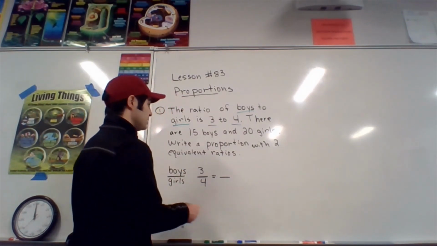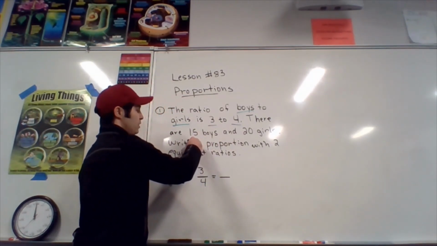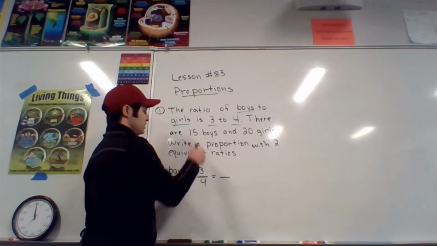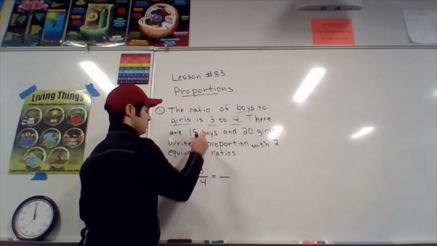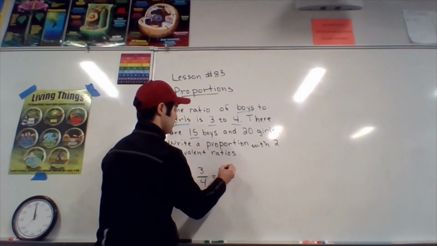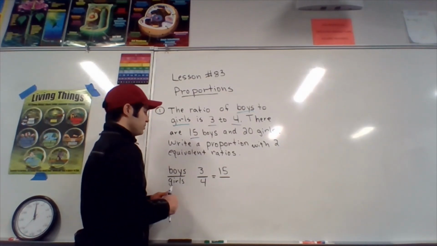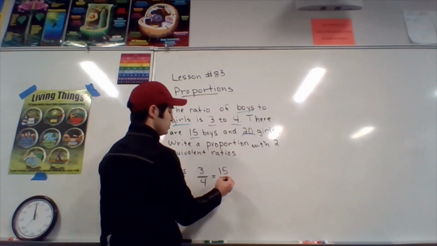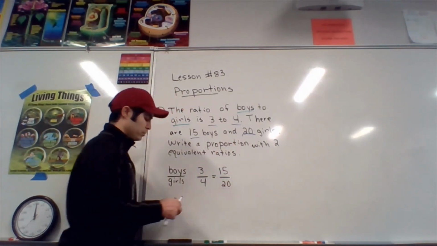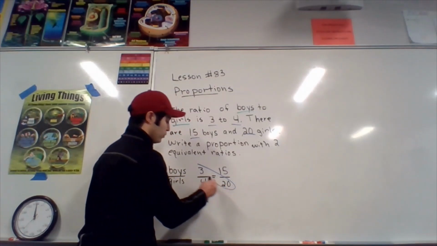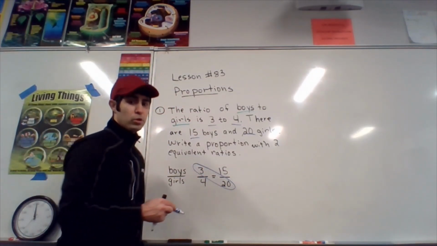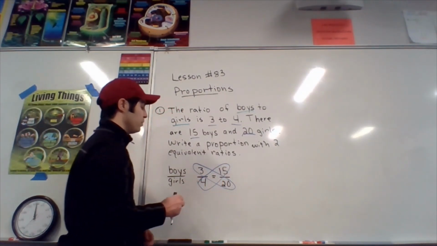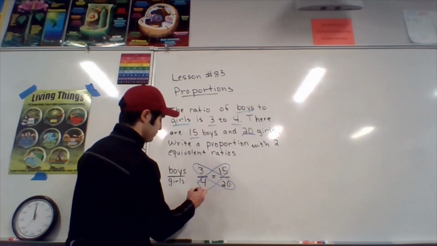Now let's do the second one. It says 15 boys and 20 girls. So we know any number associated with boys, which in this case is 15, goes on top. 15 goes on top there. Now any number associated with girls, 20, goes on bottom. So that would be 20 right there. Let's see if this is proportional. Let's do cross products. Cross products are equal if it's a proportion. If it's a proportion, you can trust that cross products are equal. Okay? 3 times 20.